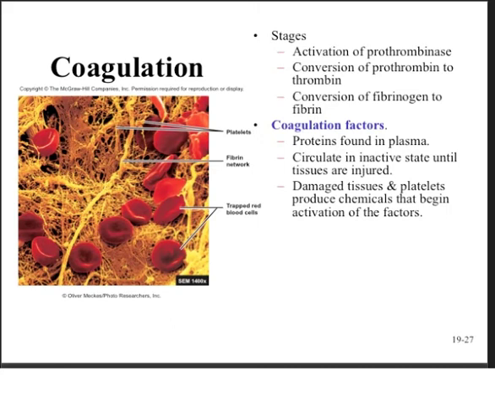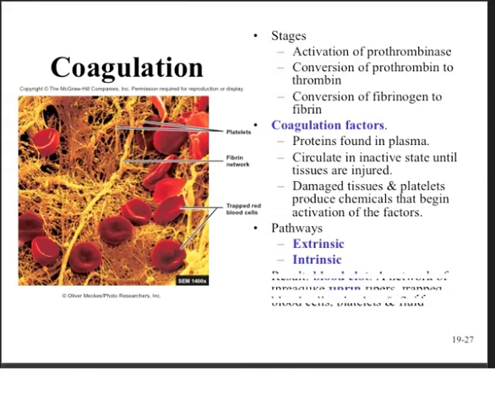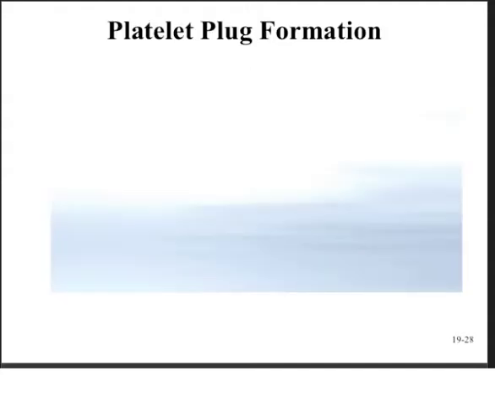The damaged tissues and platelets produce chemicals that begin the activation of these factors. There are two pathways. There's an extrinsic and an intrinsic pathway that both end in the same place, the production of a fibrin clot. And this is essentially an insoluble proteinaceous mass that serves to trap blood cells, platelets, and some fluid, and serves primarily as a seal while the work of battling the pathogens and repairing the tissue goes on. So this is just a look at how platelet plug formation occurs.